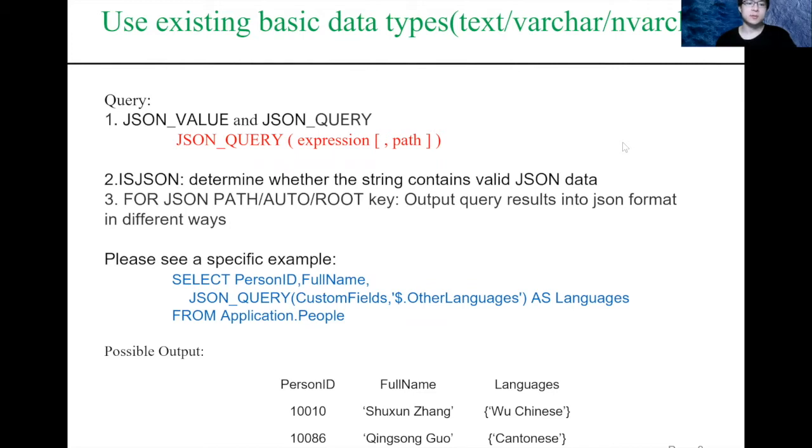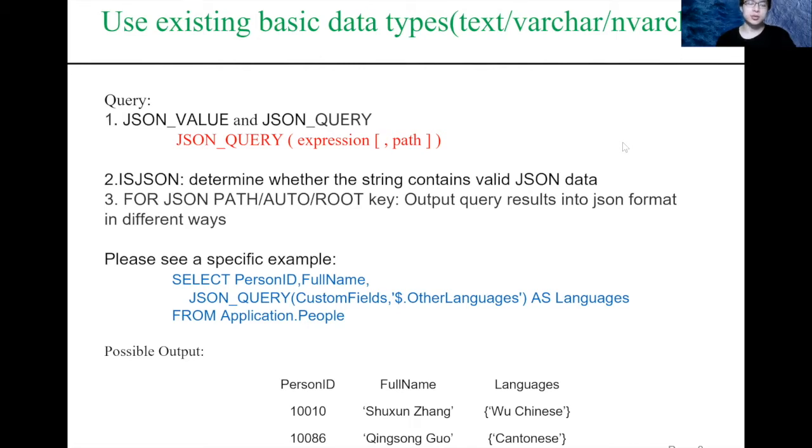First, it is the query. Select person ID, full name, JSON_QUERY of customer fields, other language as languages, from application dot people. The possible output is shown here.